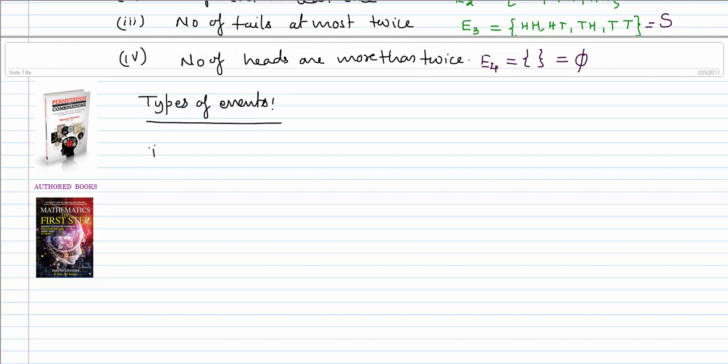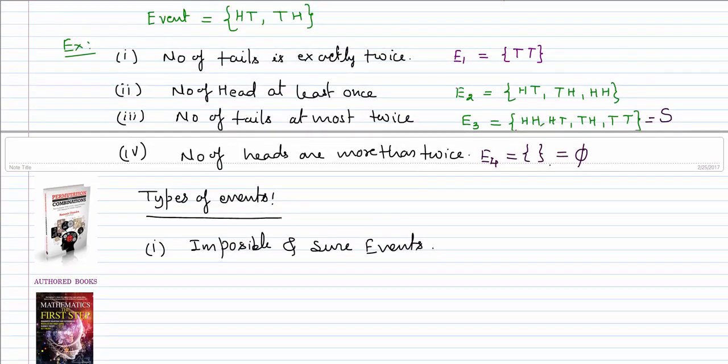First we have impossible and sure events. You can see this event E4 contains no element. There is no outcome, hence this is an impossible event. But for the third question, number of tails at most twice, this event will definitely occur and you can say that this is the sample space.